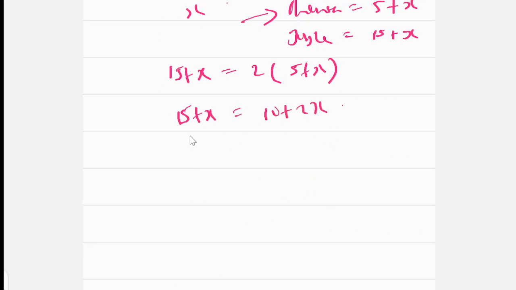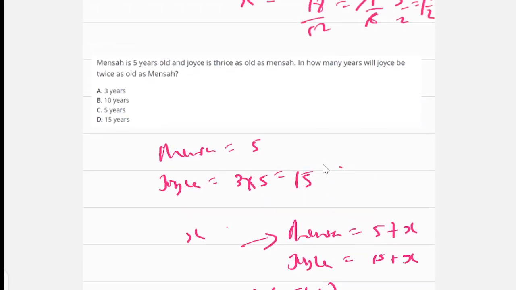You understand now? If you collect the like terms, this guy will give me what? So you bring this guy here. That is 15 minus 10 is equal to 2x minus x. That is 5 is equal to x. So x is equal to 5. That is in 5 years' time. So in 5 years' time, that is that.